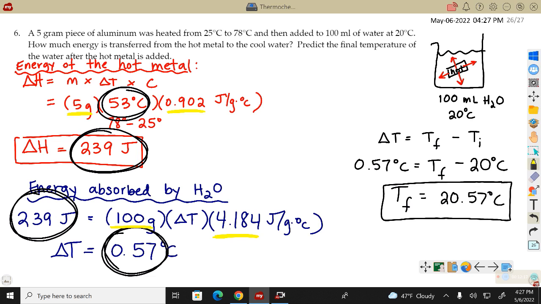So if that heat, that 239 joules of heat, has to get evenly distributed amongst all the particles, well, with the water, there's just going to be less heat for each water molecule. And so the temperature is just not going to increase all that much. A little bit of heat has to be transferred to all the particles.